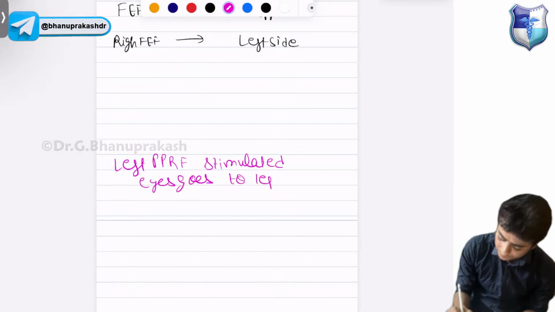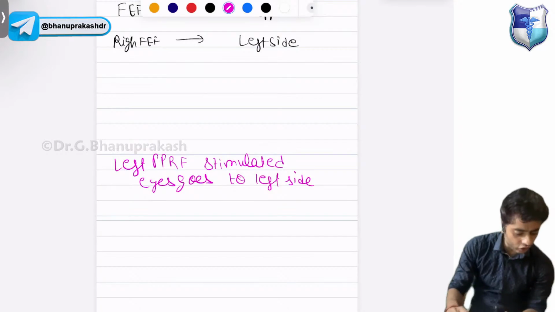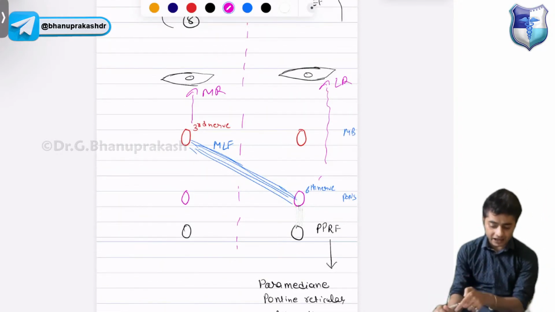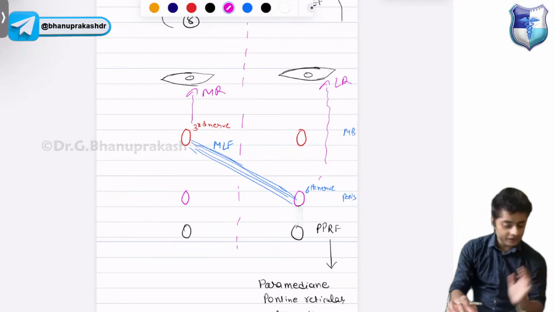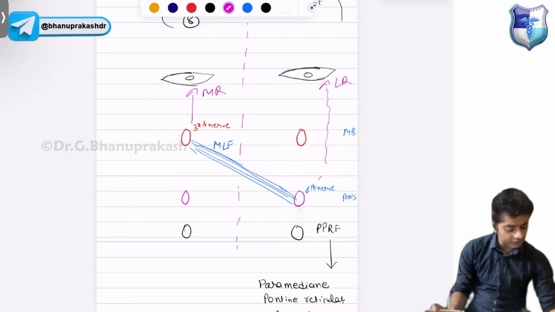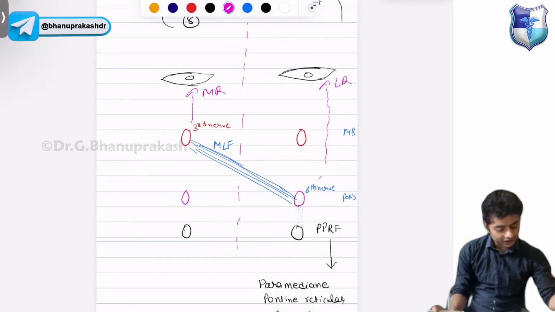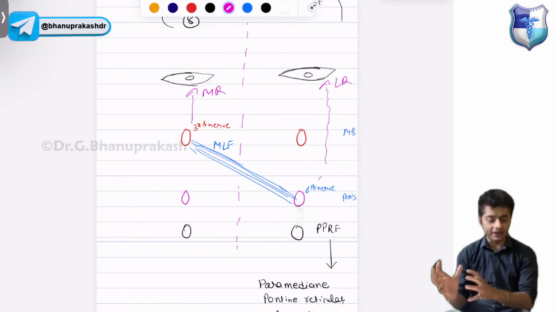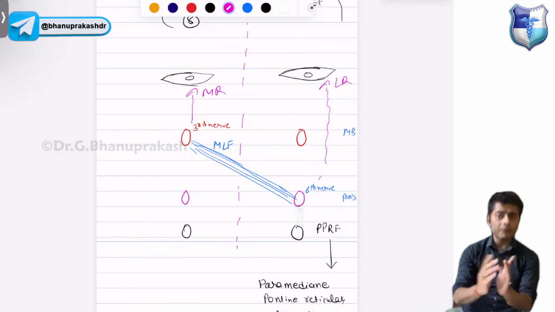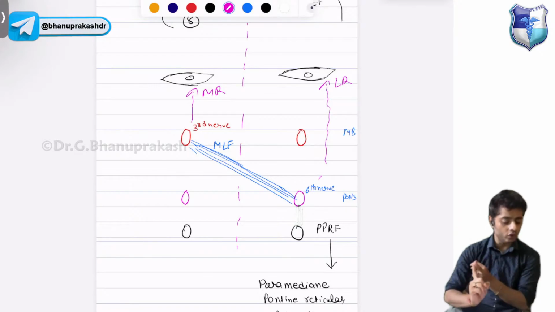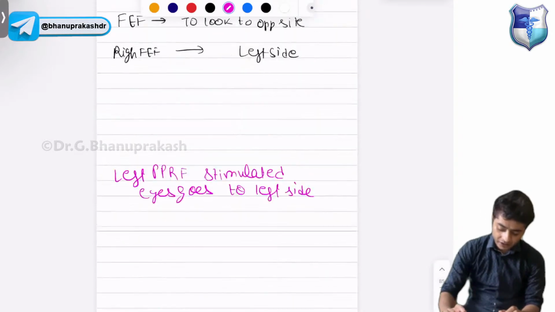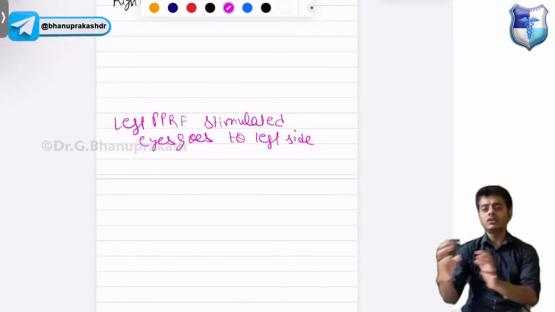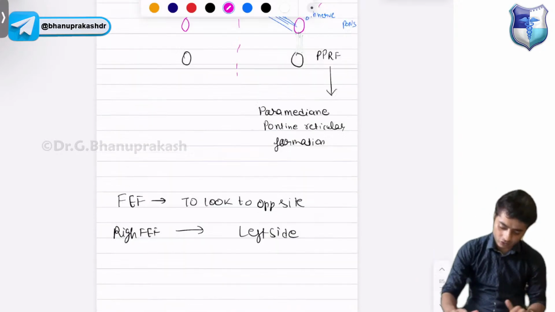लेफ्ट साइड। सबको ये बात क्लियर है? एवरीवन गॉट दिस concept? If I will be stimulating my left PPRF, my eyes will be going to left side. Everyone got this concept? Just give me a thumbs up. Naveen, Vishali, Dhiraj, सबको समझ में आया? If my left PPRF is stimulated, my eyes will go to left side. It means if left PPRF is stimulated, eyes will go to that side. ठीक है धीरज, ओके, समझ में आ गया?